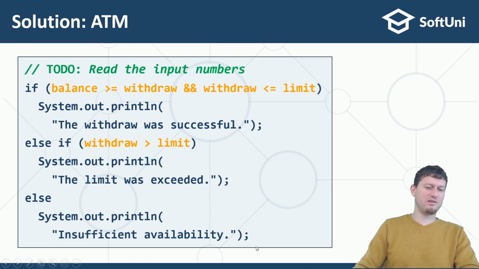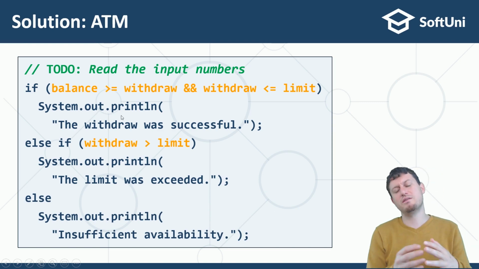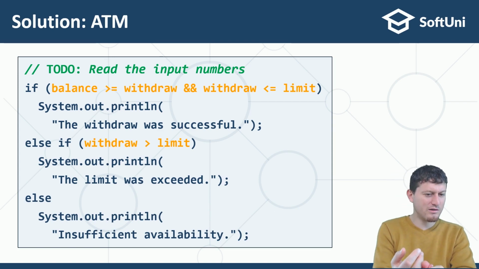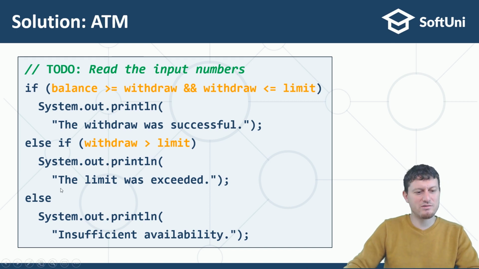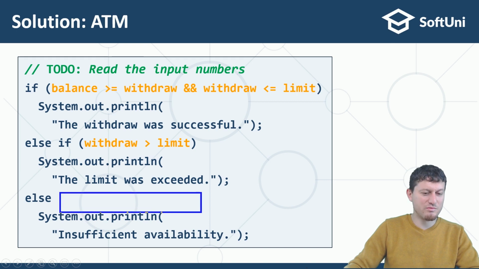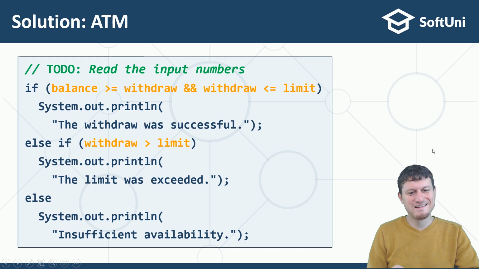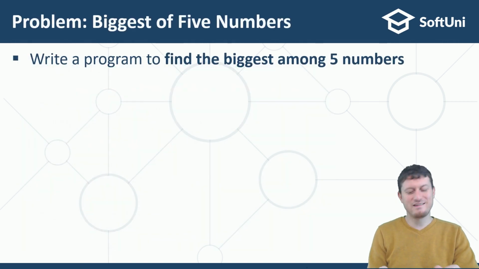insufficient. Yes, because in all other cases we should fall in one of these three cases. Either we have successful withdrawal, or we have limit exceeded, or we have insufficient availability. Yes, we don't need to put this, but it's better to have it. The code will be more readable. So we are done with this ATM solution, and we have our next problem to be solved.